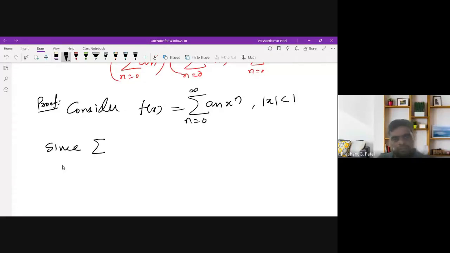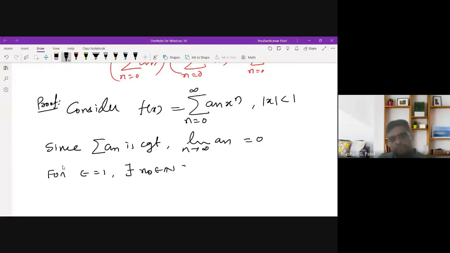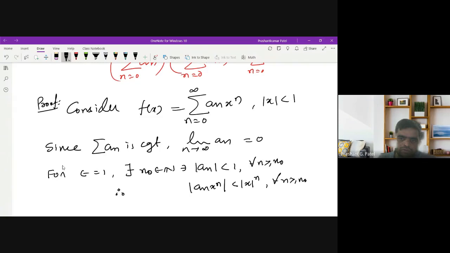Since the summation of a_n is convergent, which is given, the limit of a_n as n tends to infinity is 0. So for epsilon equal to 1, there exists n_0 belonging to N such that |a_n| is less than 1 for every n greater than or equal to n_0. Therefore, I can say that |a_n x^n| is less than |x|^n for every n greater than or equal to n_0, by multiplying by |x|^n.